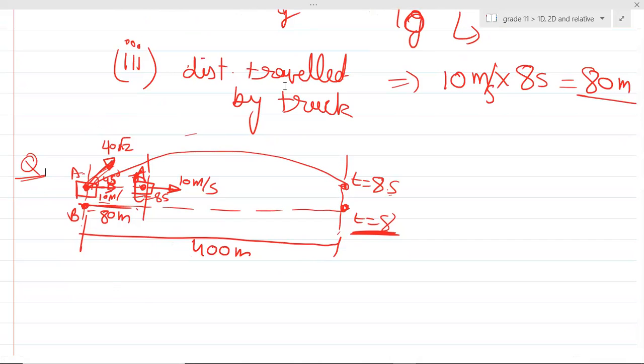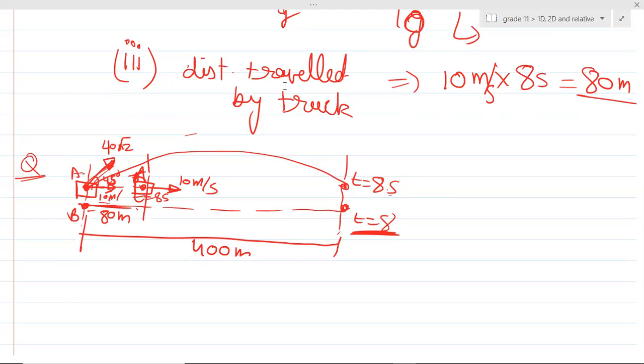Tell me one thing: in 8 seconds, the ball was thrown at 0 seconds. He threw the ball at t equals 0 seconds. Okay, I think I got it, sir. So the ball will cover a different distance, because the horizontal velocity is different.